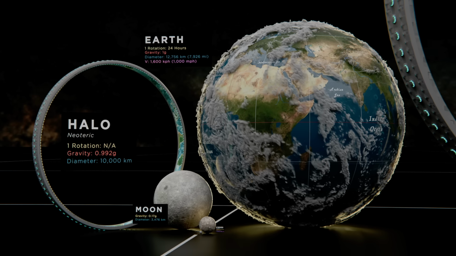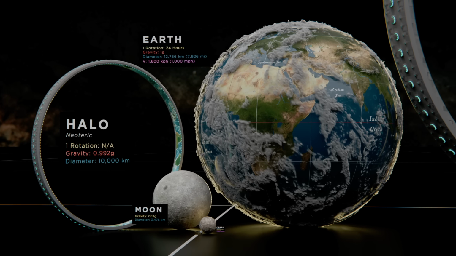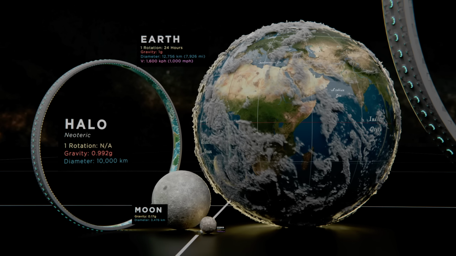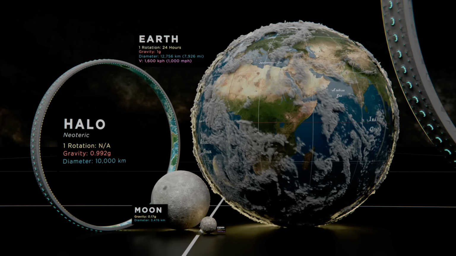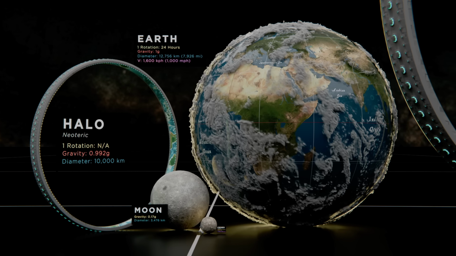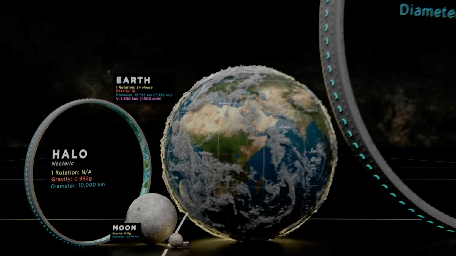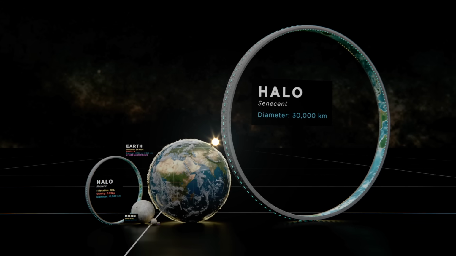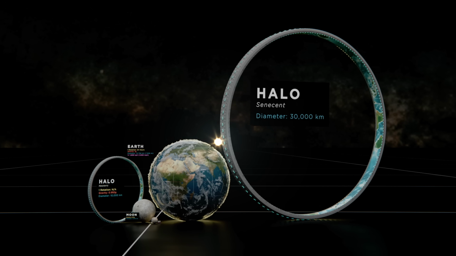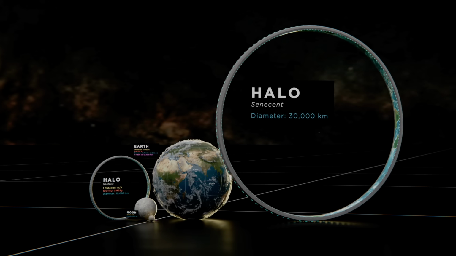I'm done with Halo. The Earth is 12,756 kilometers in diameter and spins at about 1,000 miles per hour at its equator. And its gravity is, you guessed it, 1 g. And also just here for scale, the original Halo installations known as the Senescent Array were 30,000 kilometers in diameter.